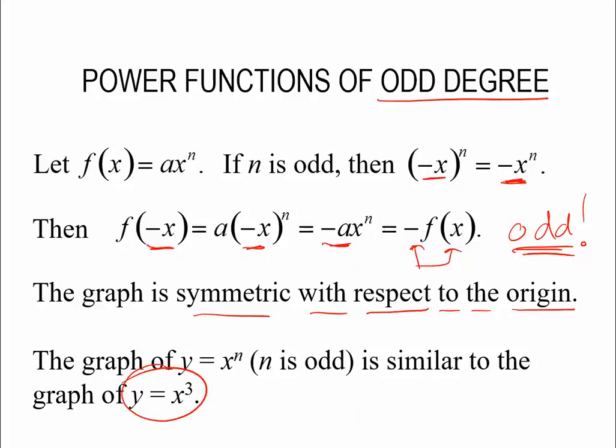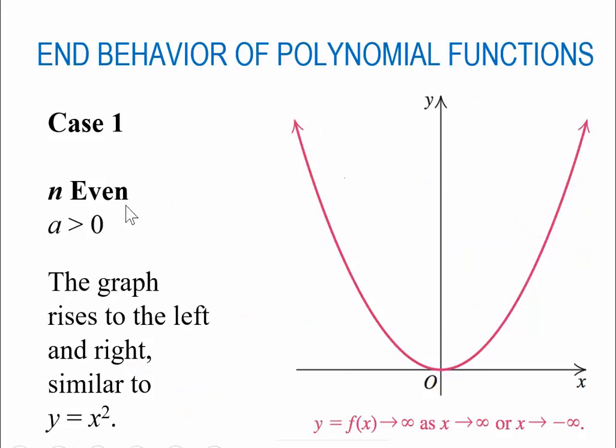Now let's look at the graph of these things here. So let's go back to the even function. If n is even and a is greater than 0, what's going to happen is it's going to look like a parabola.